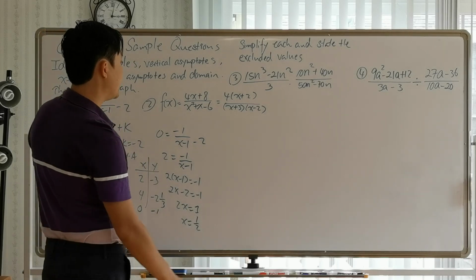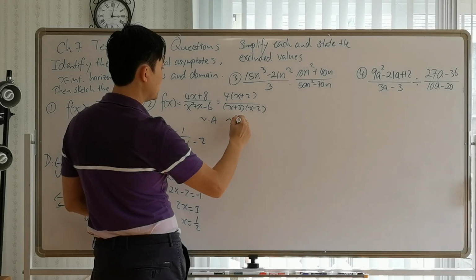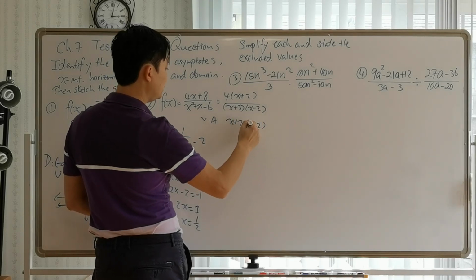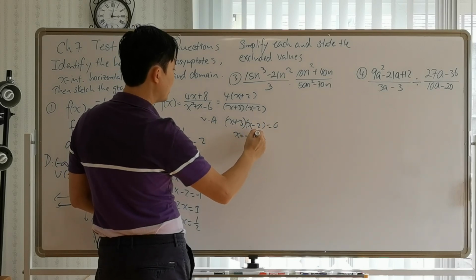Okay, so what we want to find out, so the way to find out VA, so set the denominator equals 0. So for the VA, we do have negative 3 and positive 2.